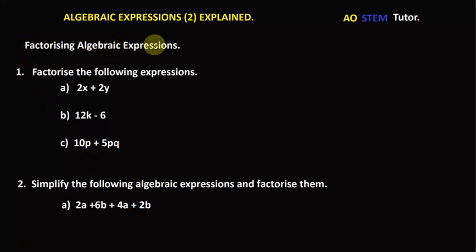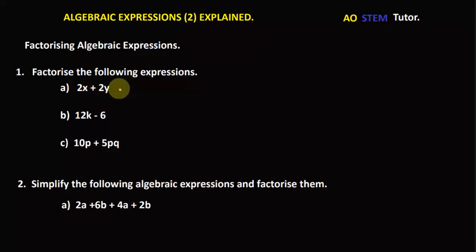Factorizing algebraic expressions. That is what we will start with. Under this, we will factorize the following expressions. The first one is 2x plus y. Factorizing simply means we group like terms together and unlike on the other side.